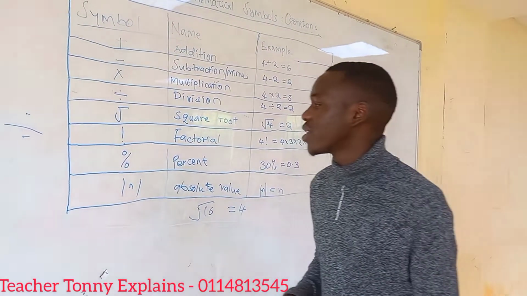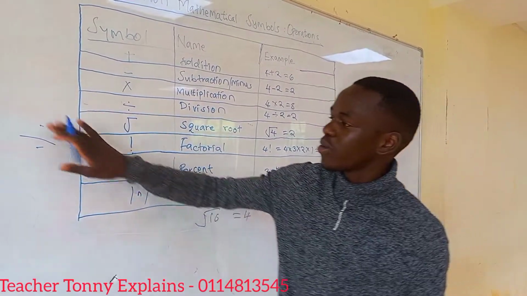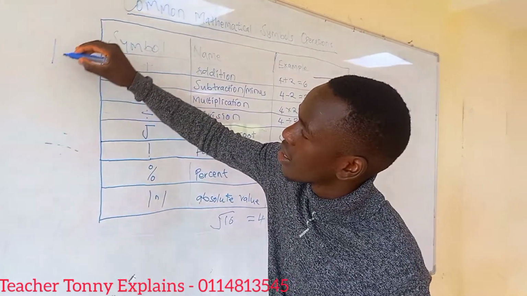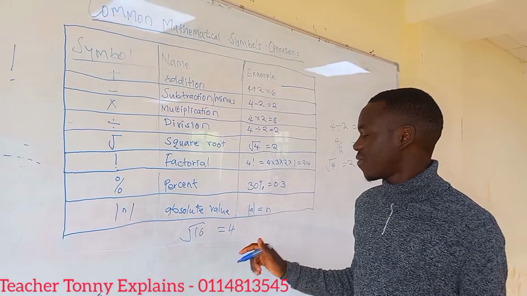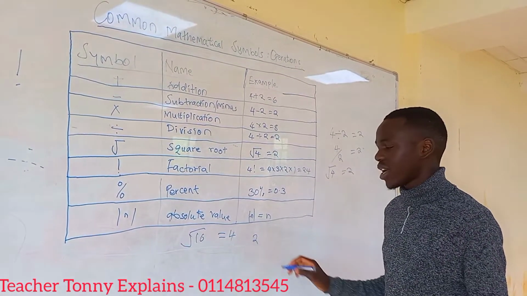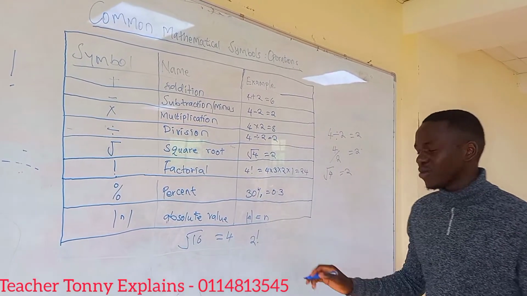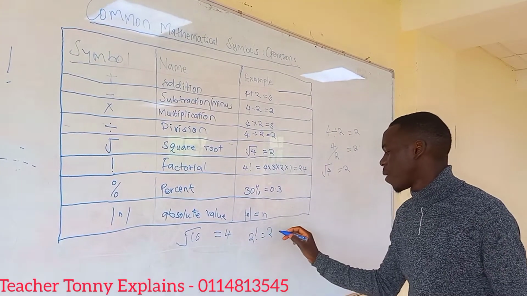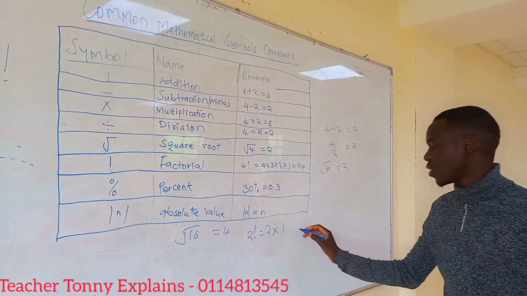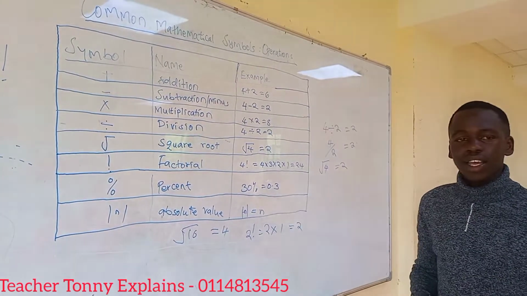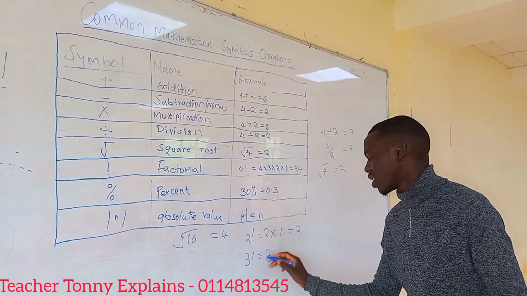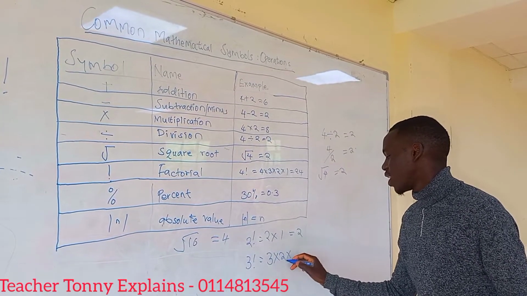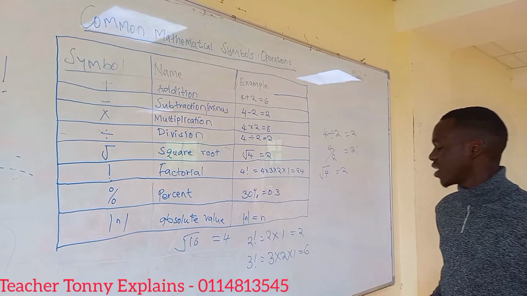The next symbol is called the factorial symbol, which is denoted by this symbol. For example, let's say, find the factorial of 2, that is 2 factorial. What you're going to do is 2 multiplied by 1, and then our answer is 2. Another example, maybe 3 factorial. This means we take 3 multiplied by 2 and 1. So our answer is 6.